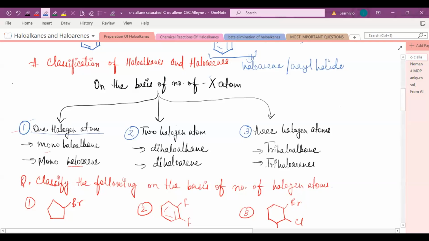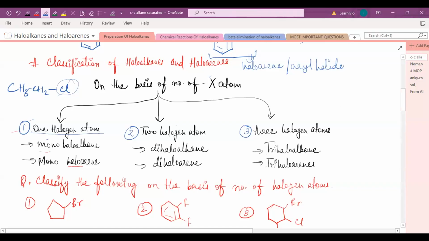Suppose this is your CH3, this is your CH3, CH2, right? And here chlorine. If I attach the chlorine over here, you can see only one chlorine group is attached to the carbon. So we call it a monohaloalkane or monoalkyl halide. Mono means only one halogen atom is present. We use the word mono for one. So if one halogen atom is there, we call it a monohaloalkane.